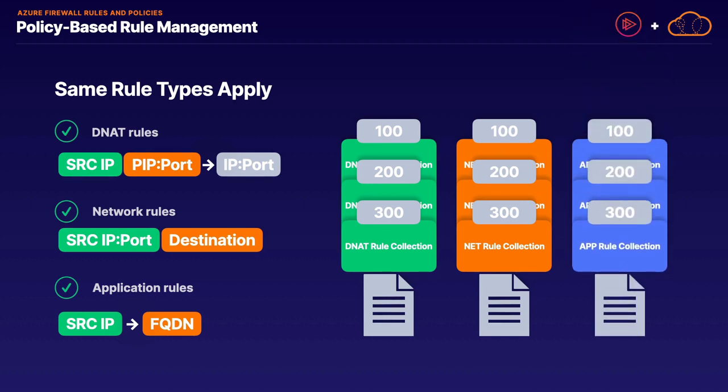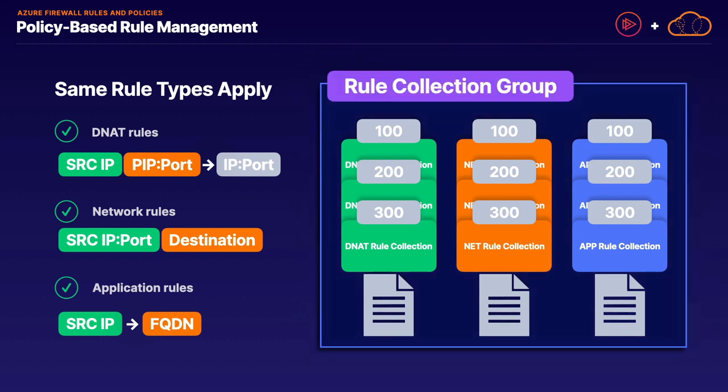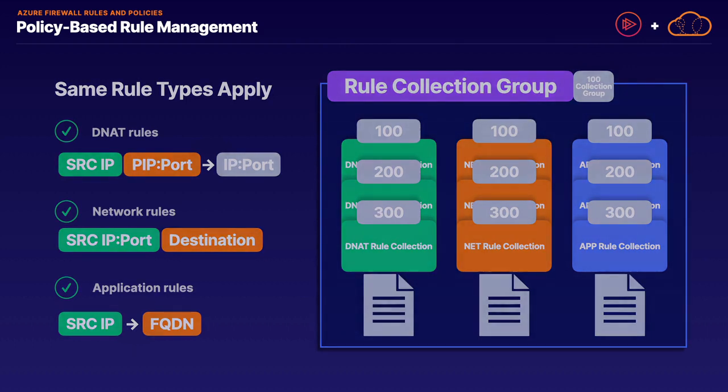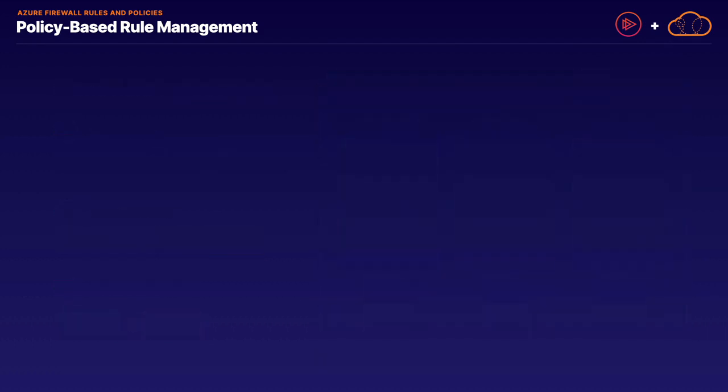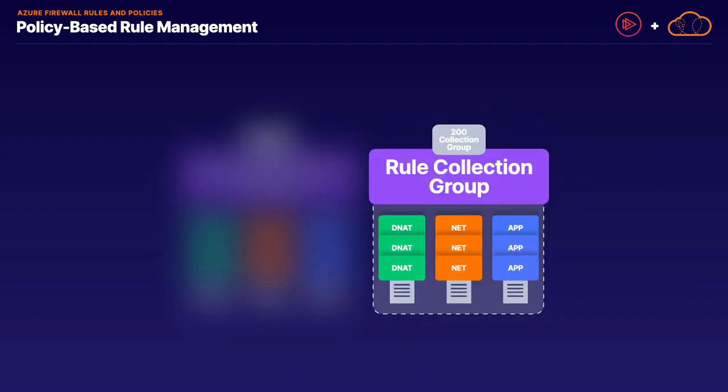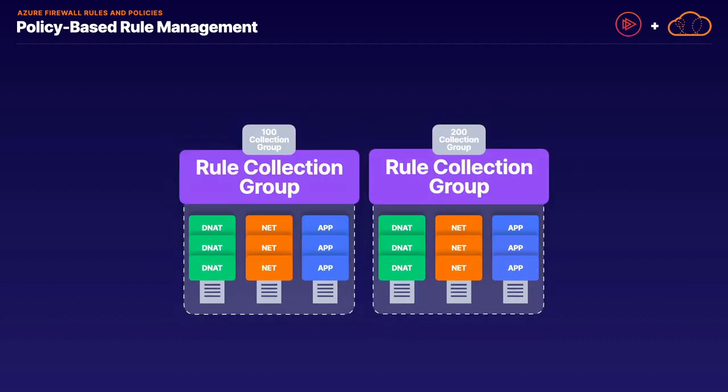So all of these rule collections, though, will go into what is known as a rule collection group. And we can actually assign a priority to the rule collection group itself as well, because we can end up with multiple rule collection groups. For example, we might have 2 rule collection groups, one with a priority of 100 and the other with a priority of 200. And we will look at the rule collection group with the lower priority number first, because it has a priority number that comes before the next priority of 200.